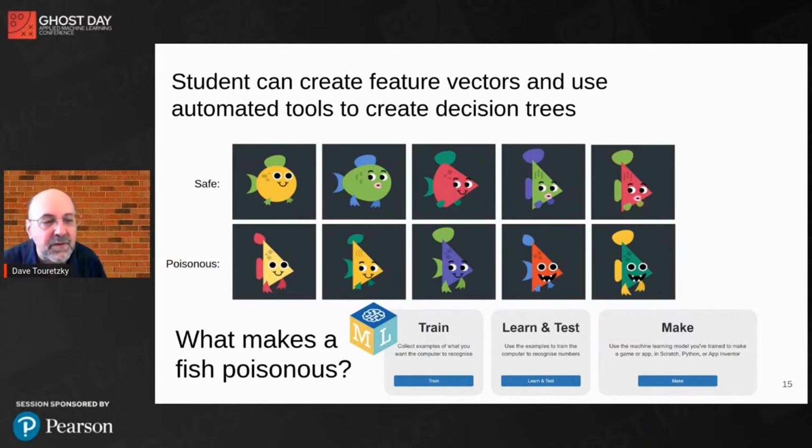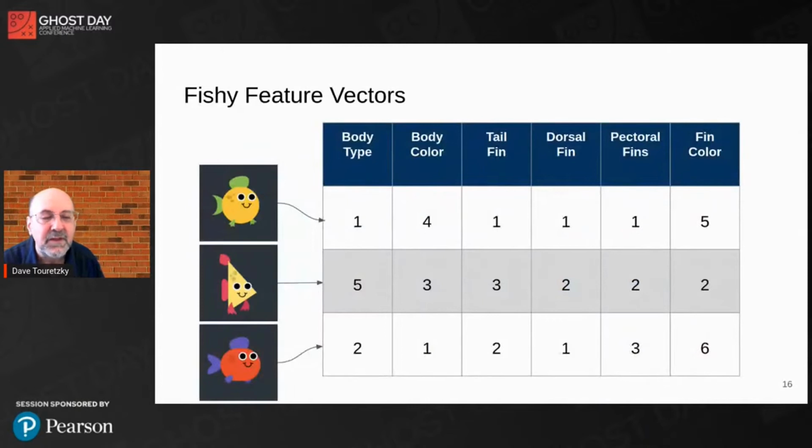You can then introduce them to the notion of feature vectors. So here are some features we can use to describe the fish. We can encode those features. And so now every fish is reduced to a feature vector.